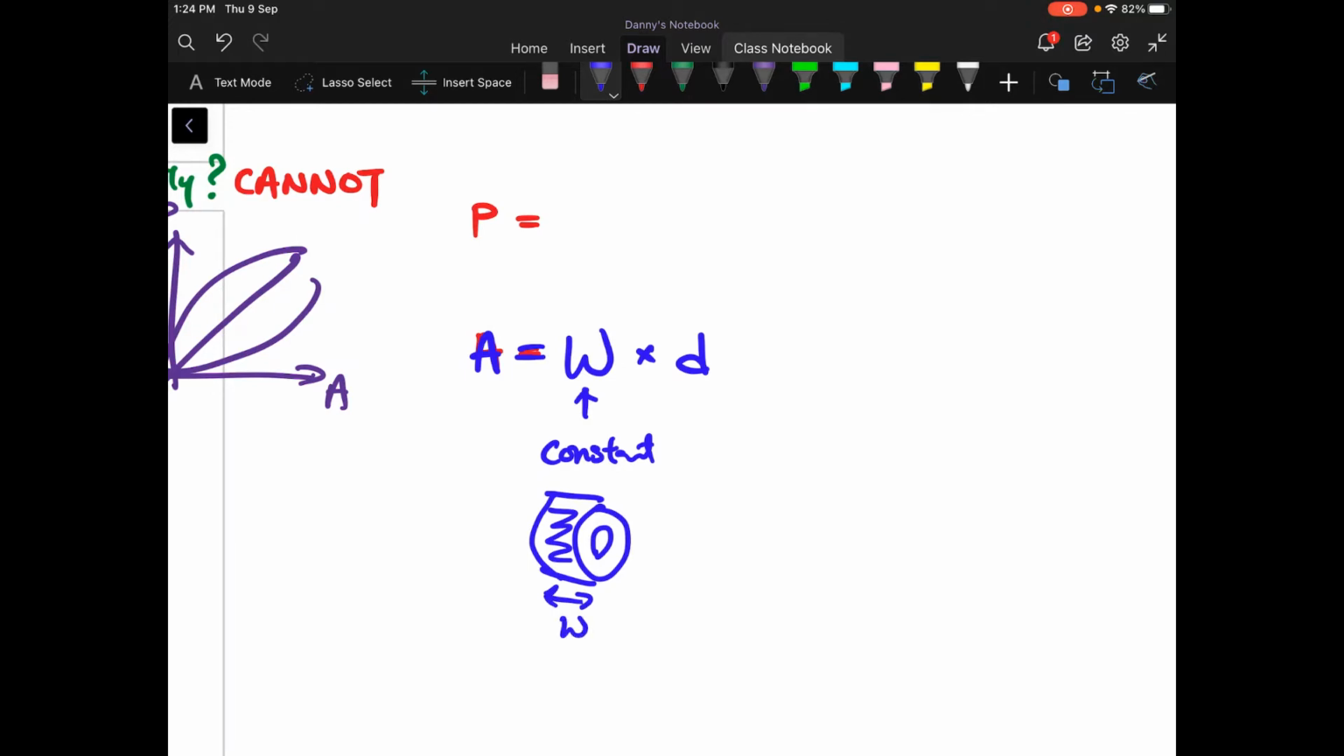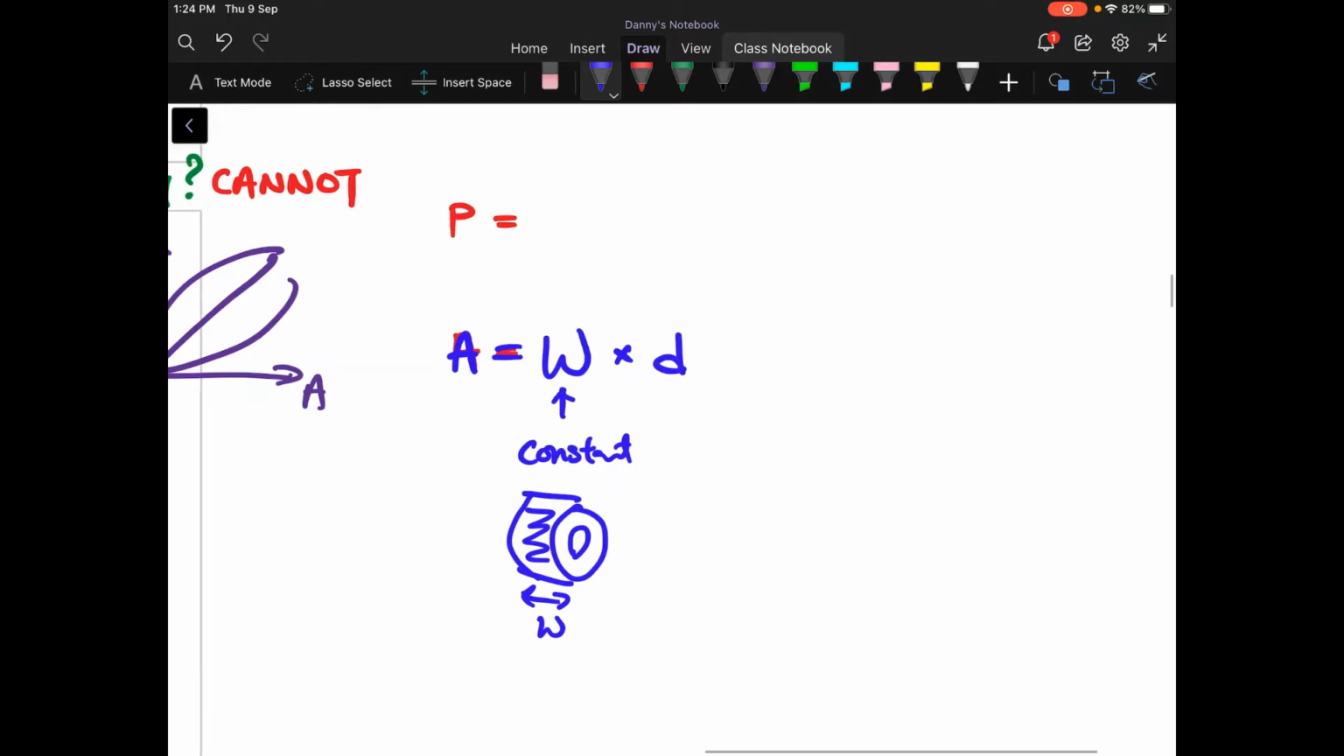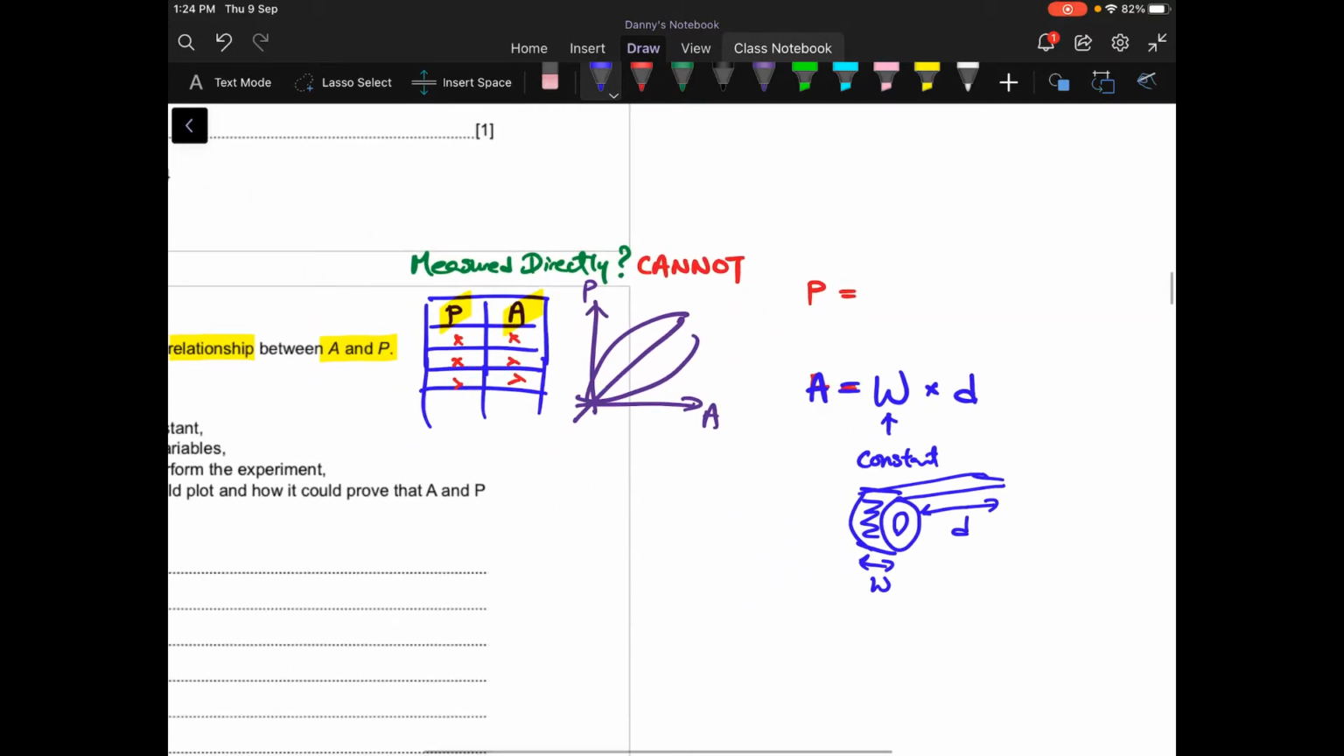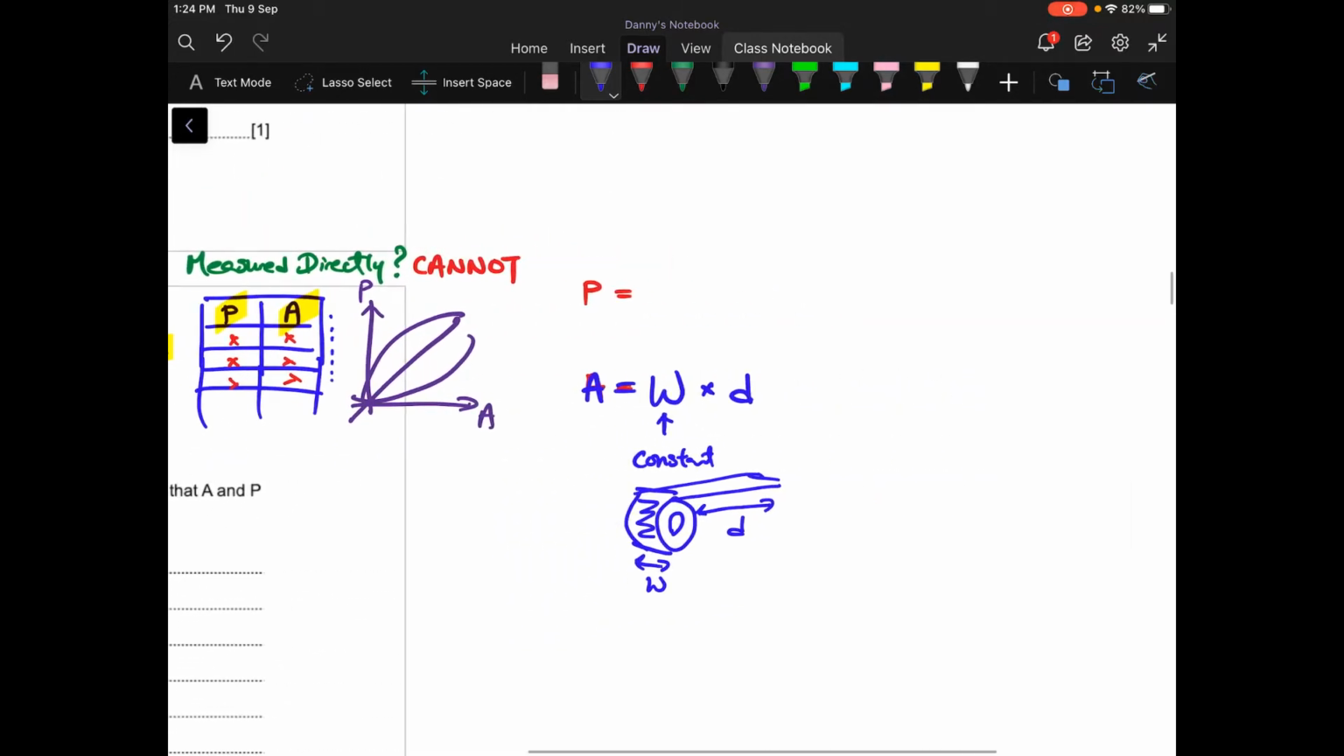And of course, it is easier for me to change the distance, the amount of tape that I pull out, compared to the W where I need to trim it. It is difficult, right? So in my mind, I know that I am supposed to come up with different readings of A. And these different values of A are made up of one constant called W and a dummy value called D. So what does this mean? This means that my D can be one of my variables.